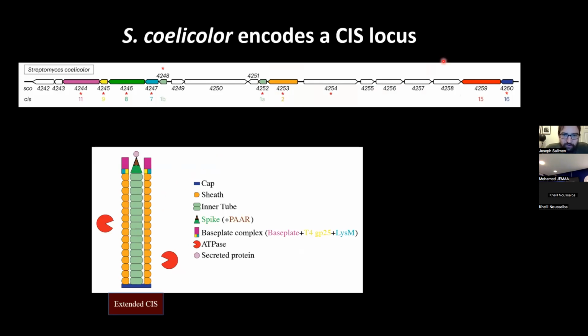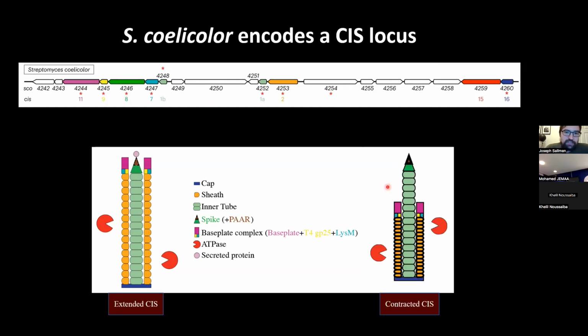And so you can see from this gene cluster that we can make up most of the CIS operon, or the CIS structure that we would expect to have. And you can also see that it has enough proteins to actually complete the task. So it should be able to make not just a CIS, but a functional CIS as well.